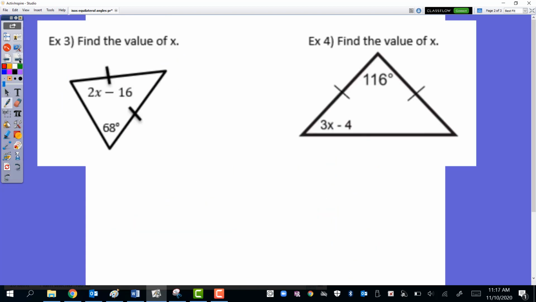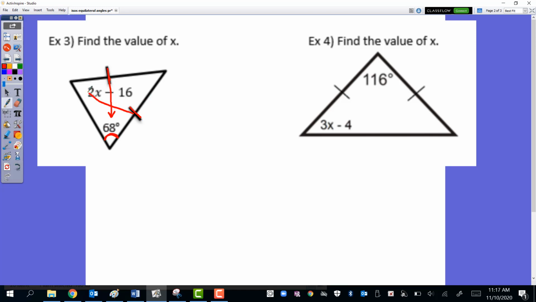Okay, let's see another kind of question they could ask. Number 3, finding the value of x. Again, they're telling me the x is in the angles, and they've given me the information about the sides. So I have to say, okay, well, across from these tick marks are equal angles. Across from this is the 68, so I'm going to put a little arc mark in that corner.